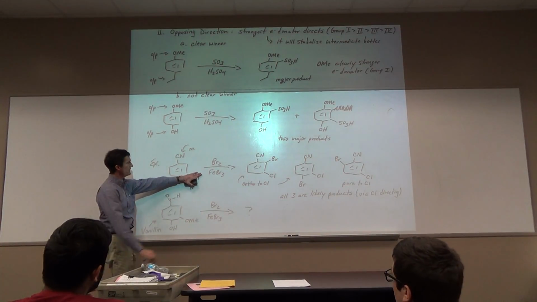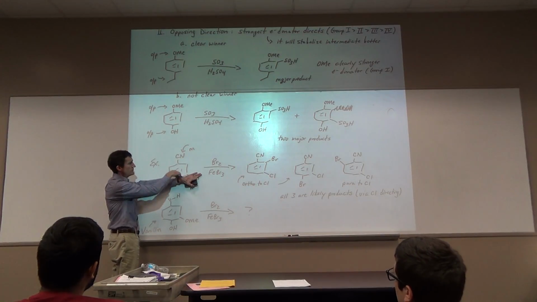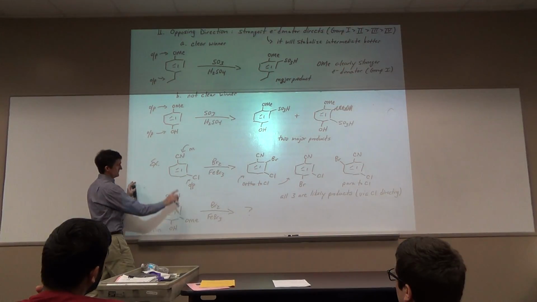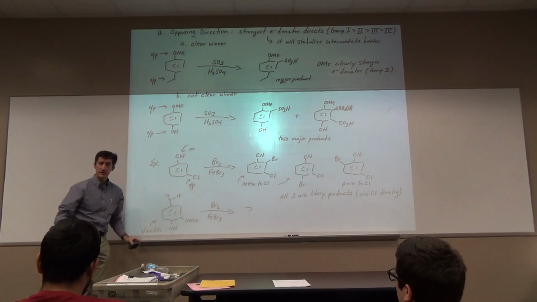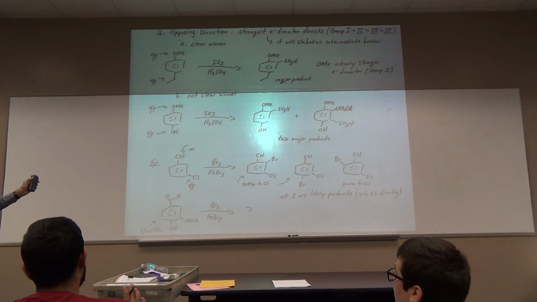Metachlorobenzonitrile. Was benzonitrile one to learn? I don't think it was. It's called benzonitrile. This would be metachlorobenzonitrile. Bromination, where's it going to go? Cyano group, what type of director? Obviously meta. Well, you know why it's meta, right?